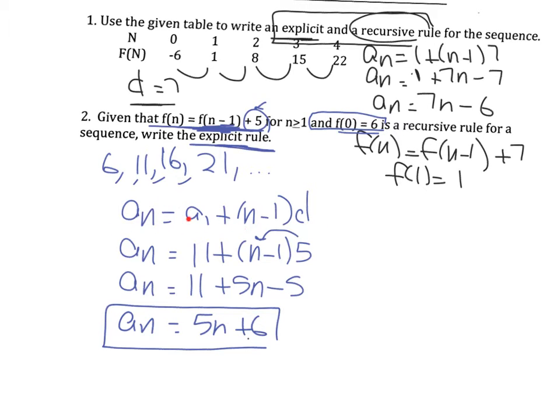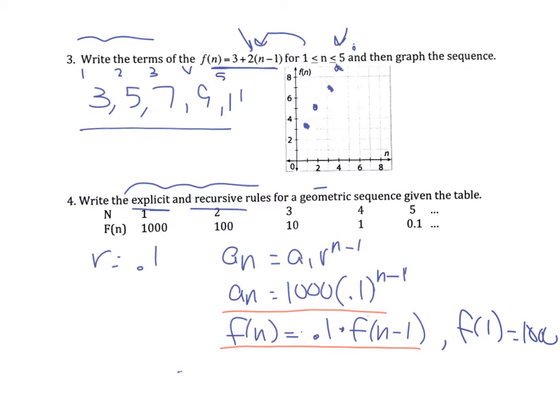The first term is 11, not 6, because 6 was the zero term. Plus n minus 1 times 5. Distribute the 5, and get this. Add your 11 negative 5, you get 6. And there it is. And you can check that one too. Number 3. Remember, when you graph in arithmetic, you should get a perfectly straight line.